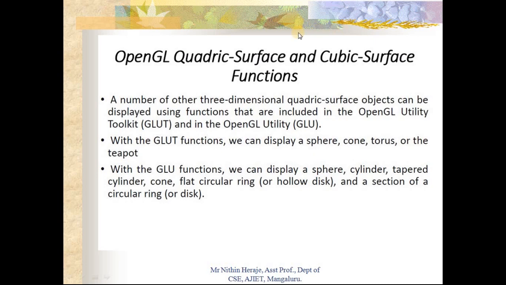Next is OpenGL quadric surface and cubic surface functions. With the GLUT functions, we can display a sphere, cone, torus, or teapot. Whereas with the GLU functions, you can display a sphere, cylinder, tapered cylinder, cone, flat circular ring, or a hollow disc and a circular ring. Okay, something like a disc.